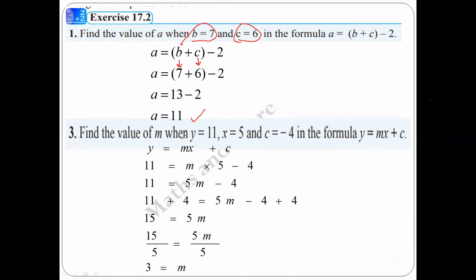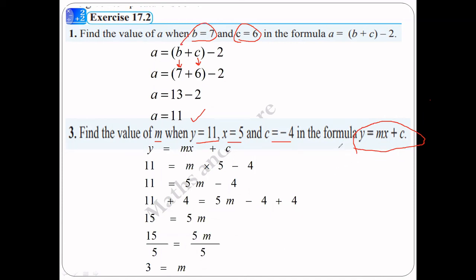Find the value of M when Y equals 11, X equals 5, C equals minus 4. When negative numbers are there, carefully do the simplifications. C equals minus 4 here. I told you this is a very important equation. This is the equation of a straight line graph, y equals mx plus c. You will learn it when we do the graph lesson. Write the equation. If you can't do the substitution correctly, then the graph lesson will be difficult for you.